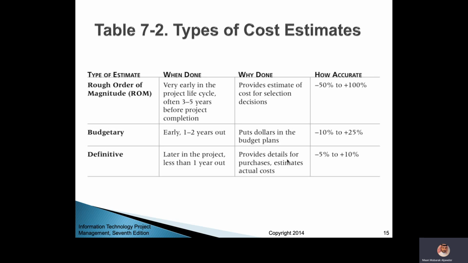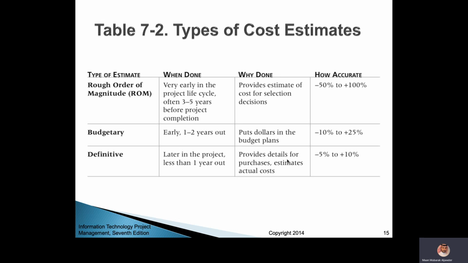So in the rough order of magnitude, you will see that the accuracy here in the fourth column is minus 50% to plus 100%. So this is the difference. And if you estimate that this will cost 100 dinar, then it could be 100 dinar, it could reach 200 dinar. Okay, so double, 100%. Or it could be less, 50 dinar. Here, because we don't know yet, we're in the beginning of the project.